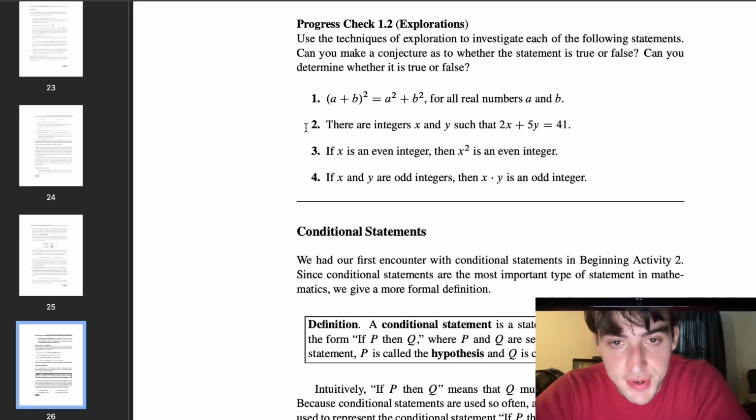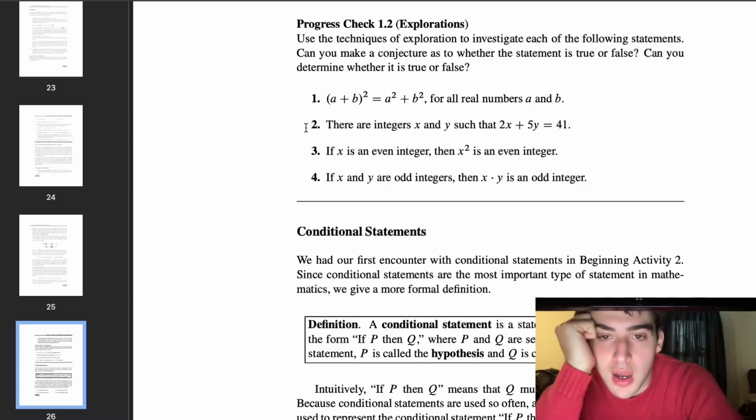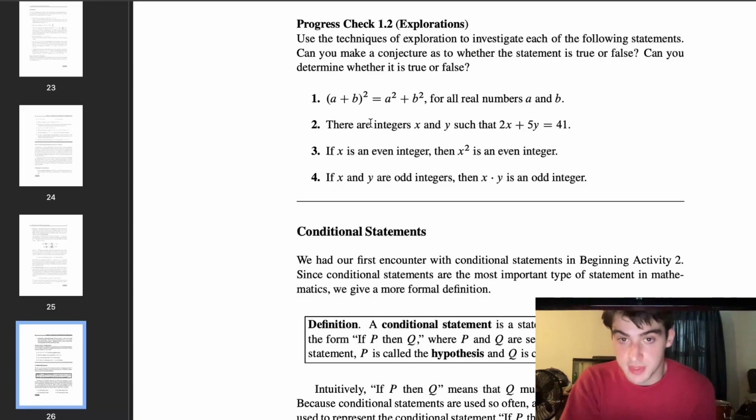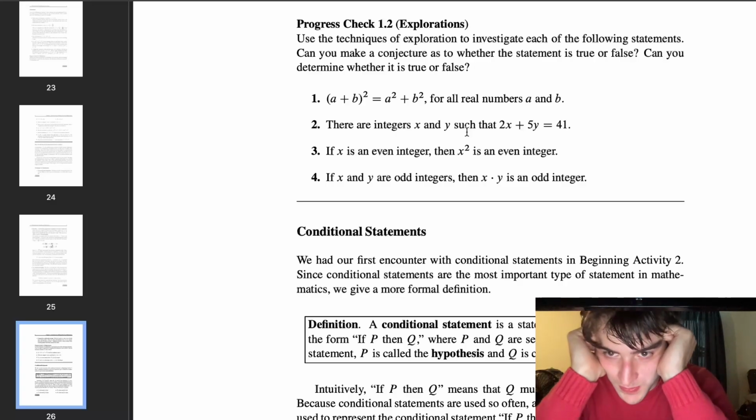Okay, 2. There are integers x and y such that 2x + 5y = 41. So for this, we just need to prove one example. So one counterexample isn't necessarily going to falsify this because it's just saying that integers do exist. They're just saying that the integers exist. Not necessarily that every single integer equals up to 41 when you plug it in. So, can we think of an example here?